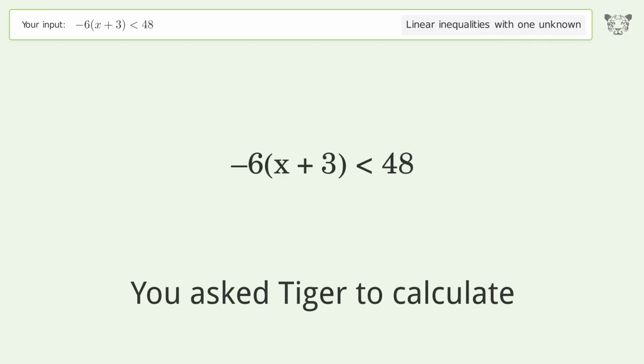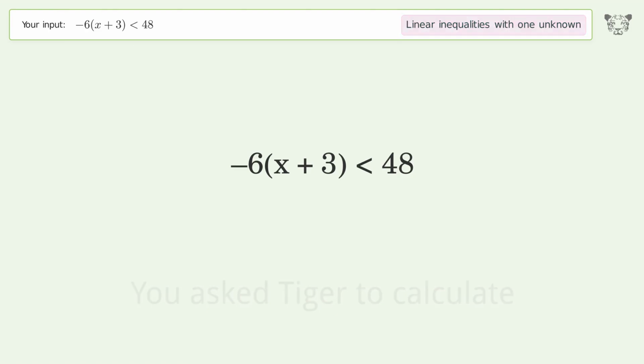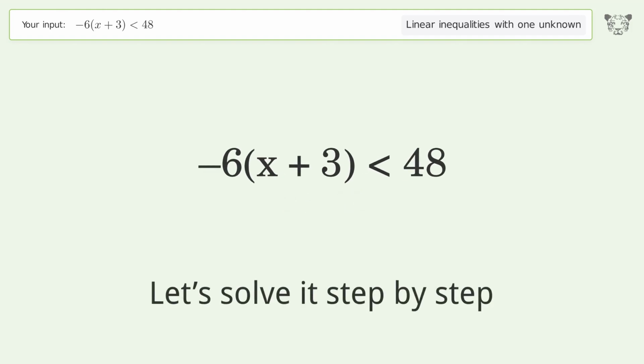You ask Tiger to calculate. This deals with linear inequalities with one unknown. The final result is x greater than -11. Let's solve it step by step.